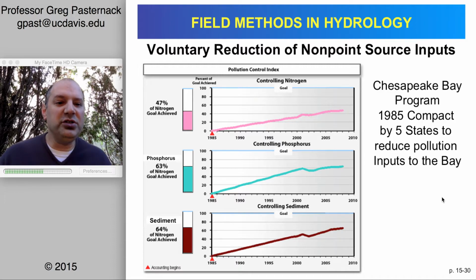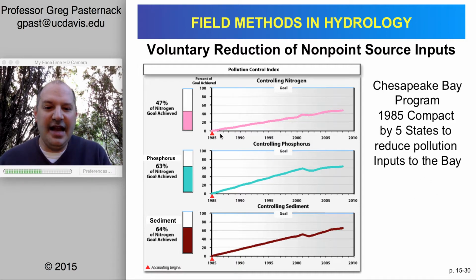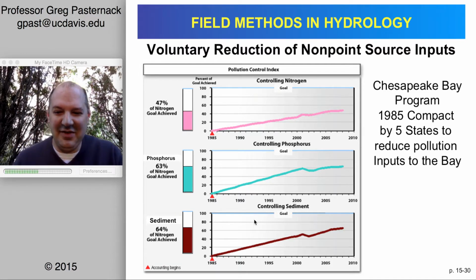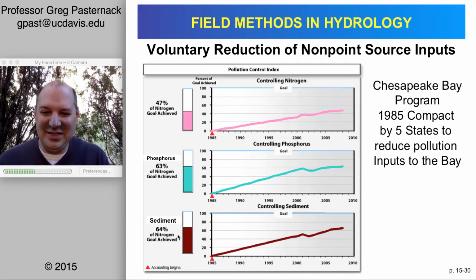So there are goals that were established by the Chesapeake Bay Program to reduce pollution inputs to the bay. That was set in 1985 to be accomplished by the year 2000. However, that wasn't accomplished, and so if we look at nitrogen here, by around 2008, 47% of the nitrogen goal was achieved. For phosphorus, 63%, and for sediment, 64%. I'm not sure why these say nitrogen, but given these other, they should say phosphorus and sediment.